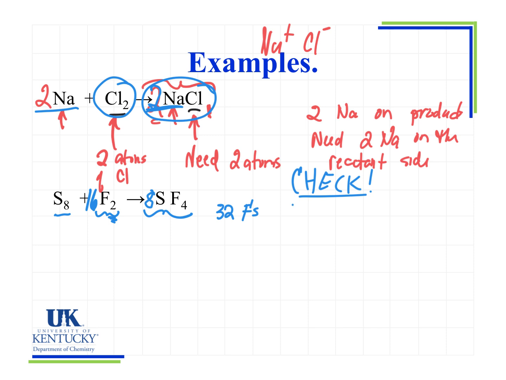Then we should check, right? 8 sulfurs on the left, 8 sulfurs on the right. 16 times 2, 32 fluorines on the left, 8 times 4, 32 fluorines on the right. So there is our balanced equation.